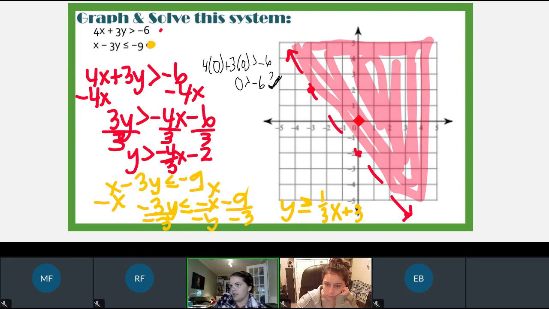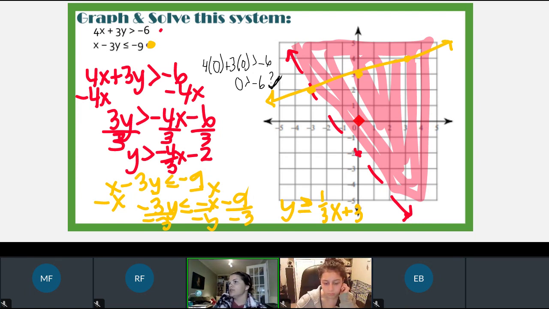All right, so I'm going to put my y-intercept at positive 3. And I'm going to use my slope, which is up 1 and to the right 3. And then I'm also going to go down 1 and to the right 3. What kind of line will I put through these points? A solid line, exactly. Okay, so draw my solid line.